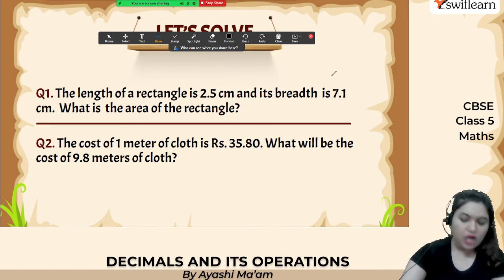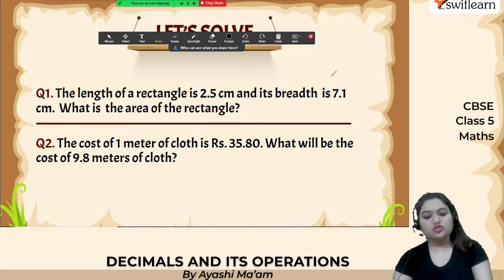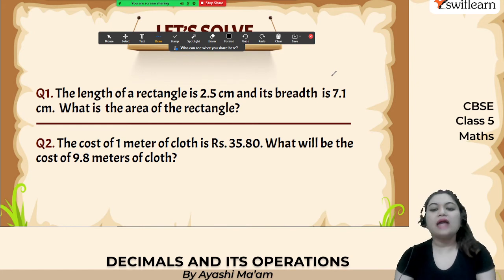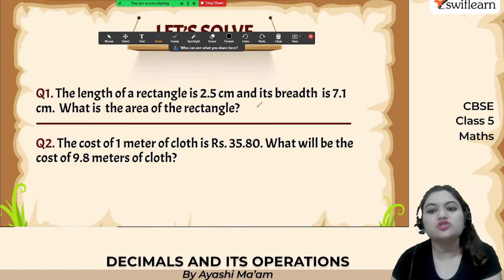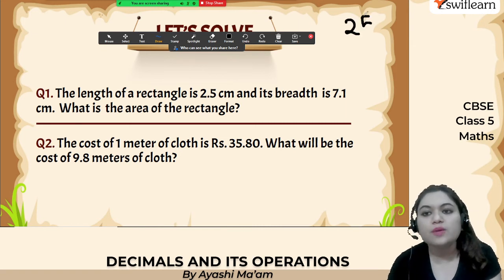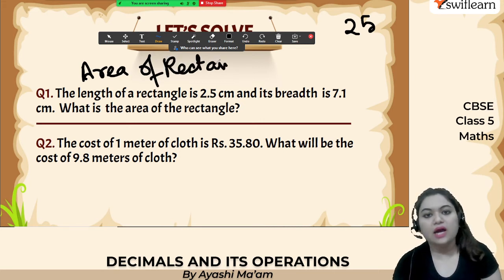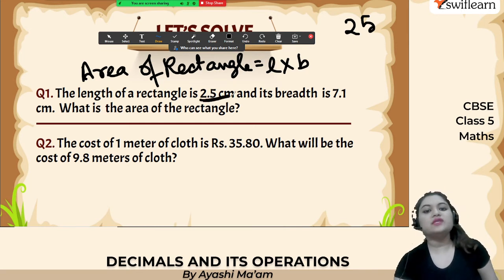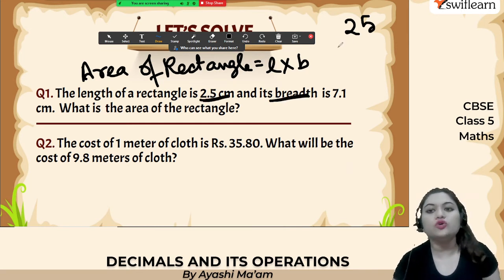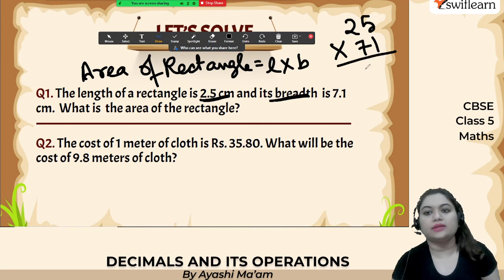So we have the length of a rectangle is 2.5 centimeter and its breadth is 7.1 centimeter. What is the area of the rectangle? So what do you need to do? First, how can you find out the area of the rectangle? Area of rectangle is nothing but length into breadth, right? So length is given to you, breadth is also given to you. So simply do length into breadth.